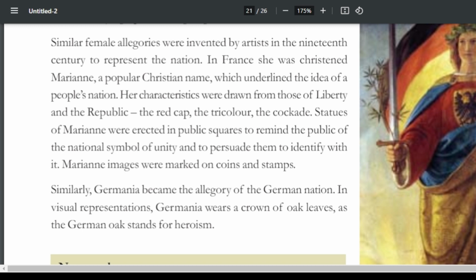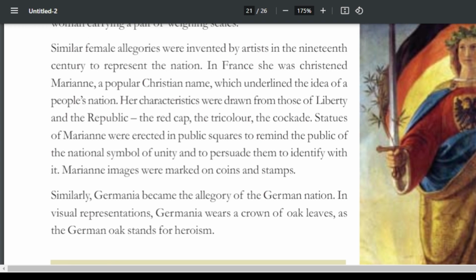The red cap, the tricolor, the cockade. Statues of Marianne were erected in public squares to remind the public of the national symbol of unity, and to persuade them to identify with it. Marianne images were marked on coins and stamps. Similarly, Germania became the allegory of the German nation. In the visual representation, Germania wears a crown of oak leaves, as the German oak stands for heroism. This is Germania and this is Marianne.